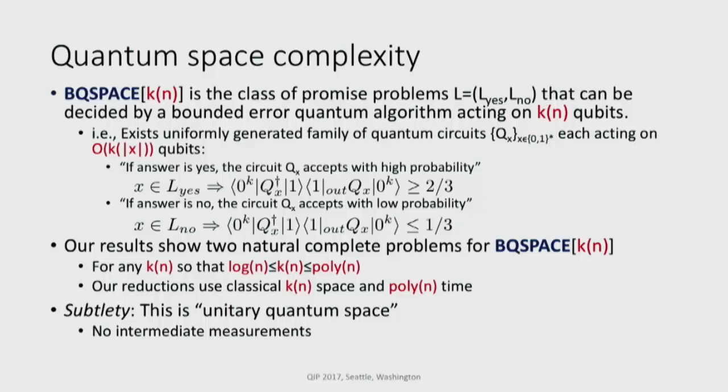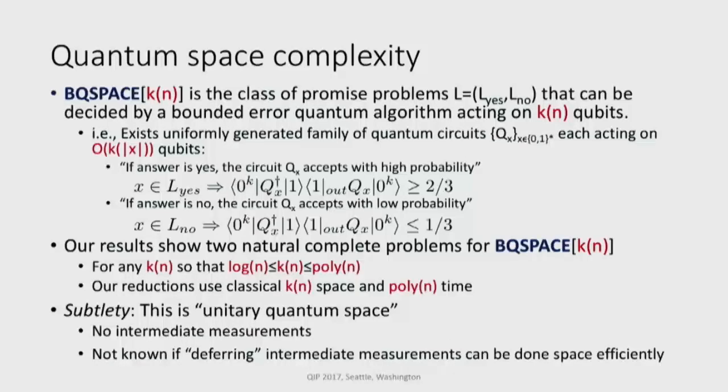I think this is a little bit odd for people who are used to thinking about time complexity, because we have time-efficient means for deferring intermediate measurements until the end of the computation. But if you think about how these methods work, they introduce extra ancilla qubits. So they don't, in general, preserve quantum space complexity. And it's not known if deferring intermediate measurements can be done space efficiently. So the way we'll handle that in this talk is we'll just assume that all of the measurements are at the end. But I want to stress that this is not without loss of generality.